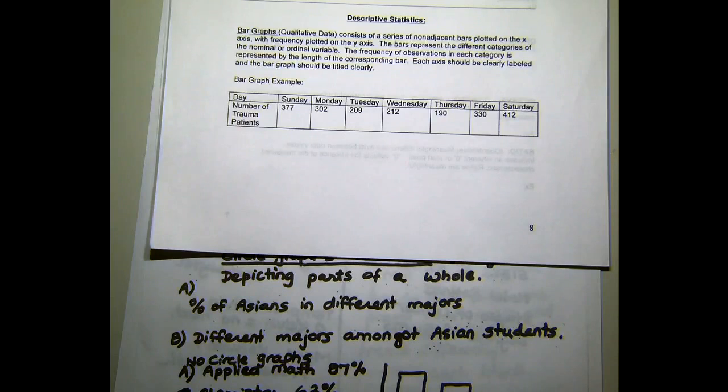Can I pick on you? The first person right here, diagonal from me. It would be ordinal. Why? Why does it have to be qualitative?